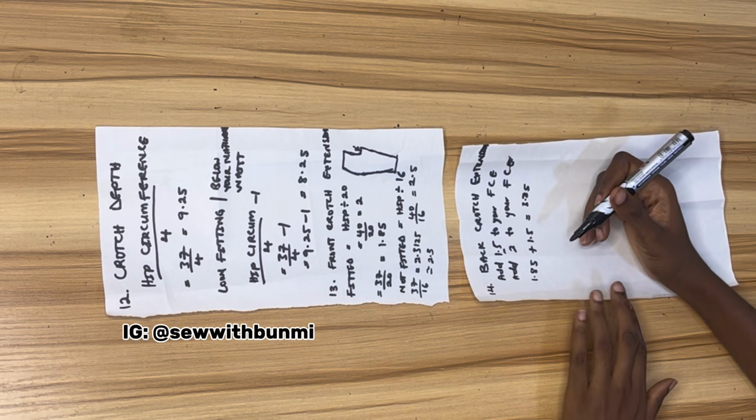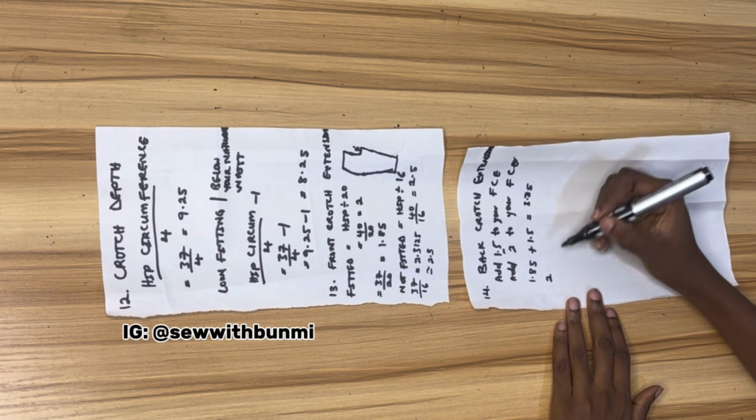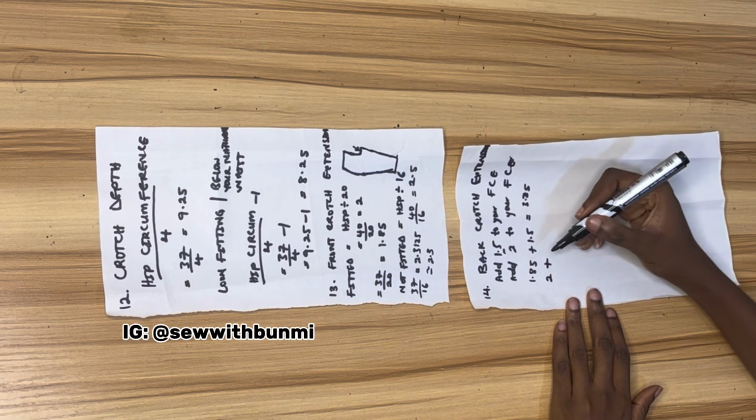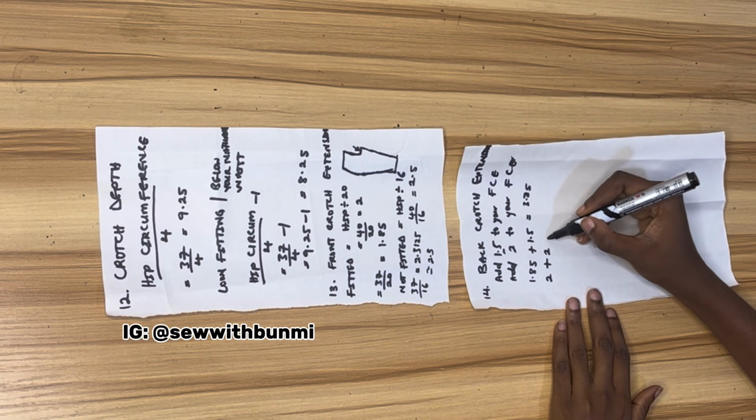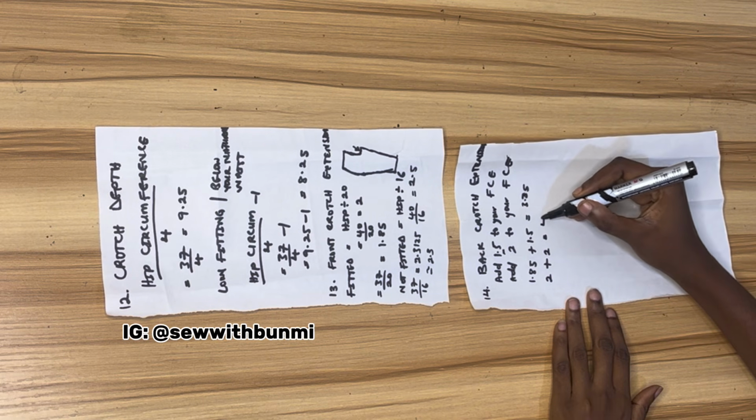All right, and if I'm working with 2 inches as my front crotch extension and then the client has a big butt, I will add 2 inches to 2 inches, and then I will have 4 inches for my back crotch extension.